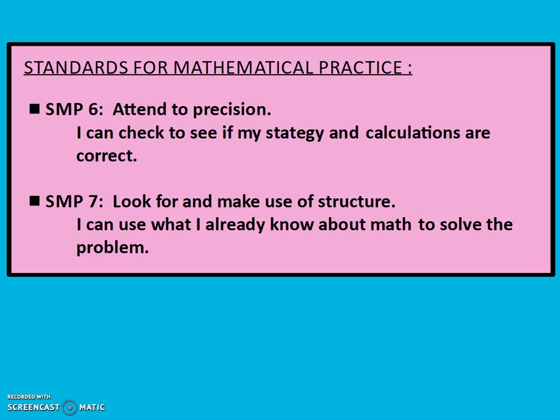As you know, we always have an SMP to focus on. In this case, we're looking at SMP 6, where we need to attend to precision, and SMP 7, where we are looking for and making use of structure. So in this case, we should see that all circles follow the same pattern, and once we know that pattern, we should be able to derive the equation of any circle that we are given.